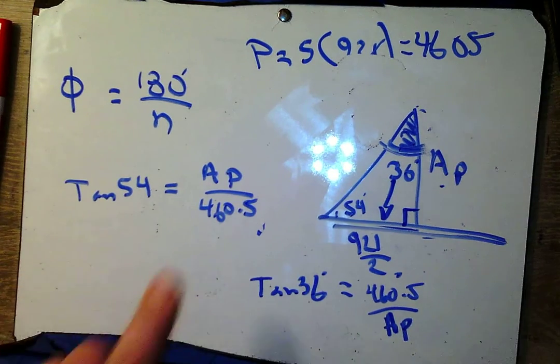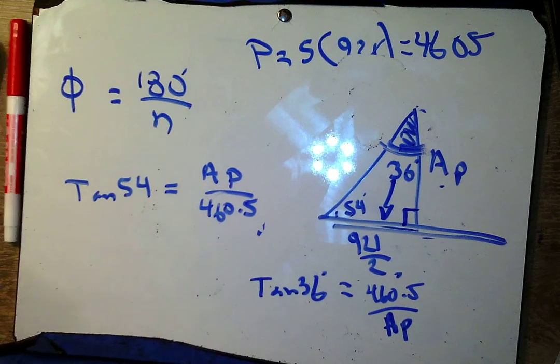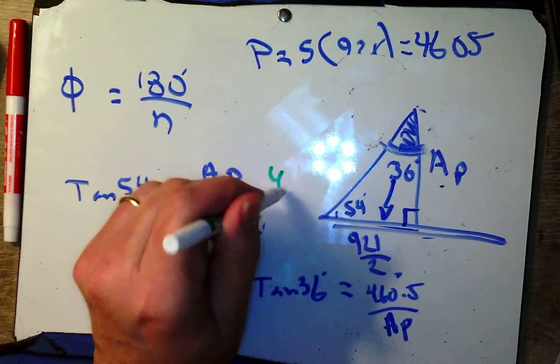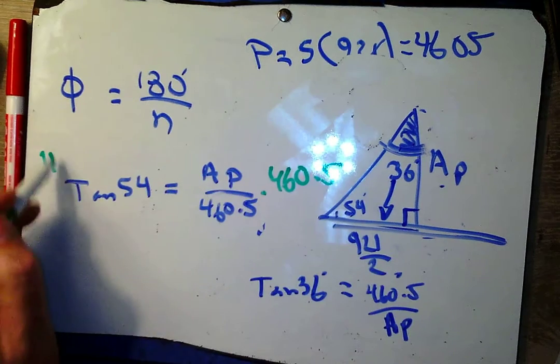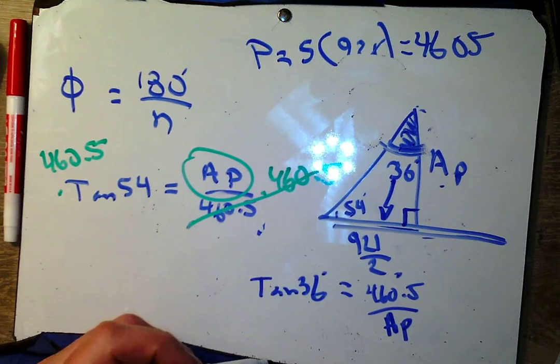So the variable is on top. The student only has to multiply both sides by 460.5 to get that apothem.